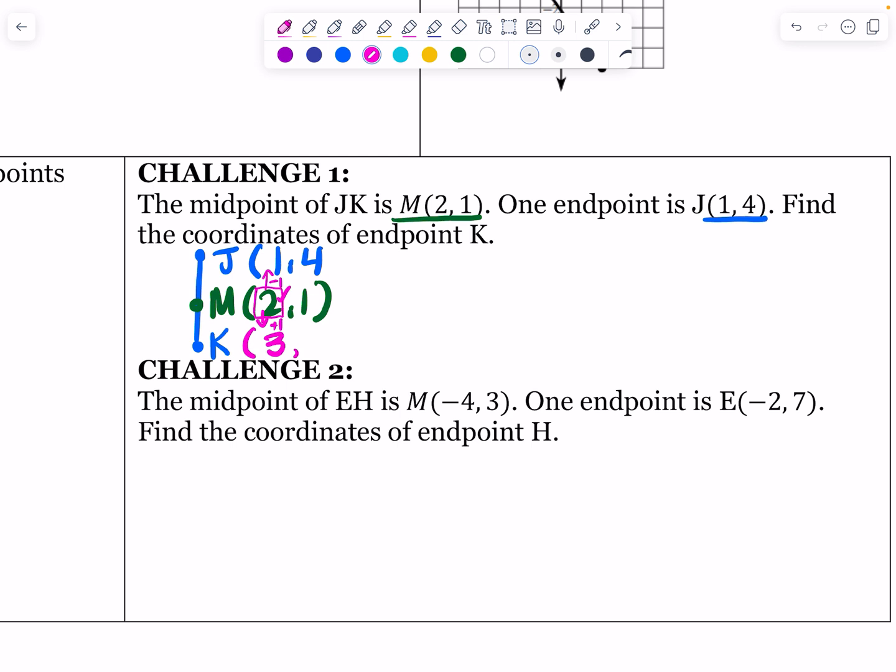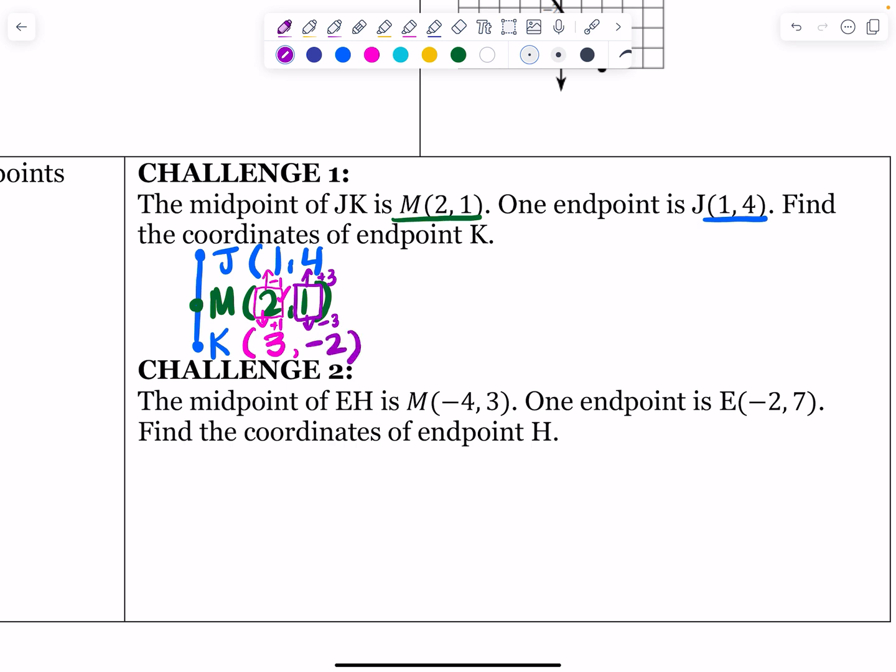Let's look at the y value. Our 1 is in the middle. How do I get from 1 to positive 4? I go plus 3. So I want to go the other direction. I'm just going to do the inverse, which is minus 3. So what is 1 minus 3? That's going to give me negative 2.